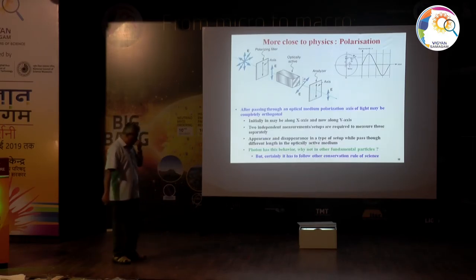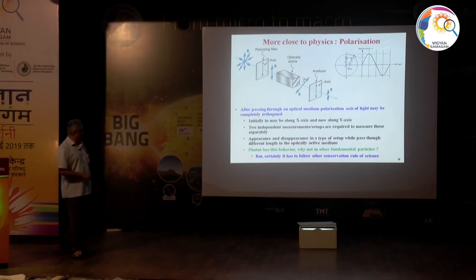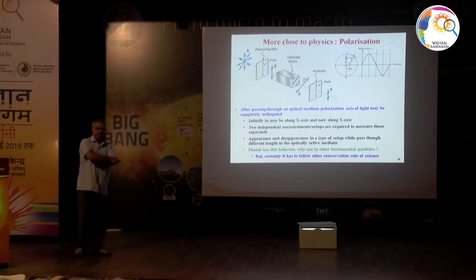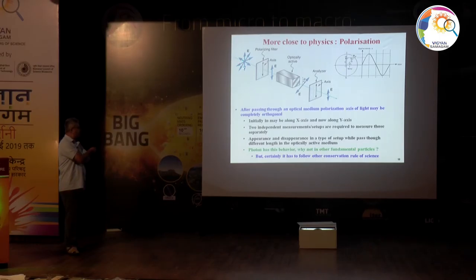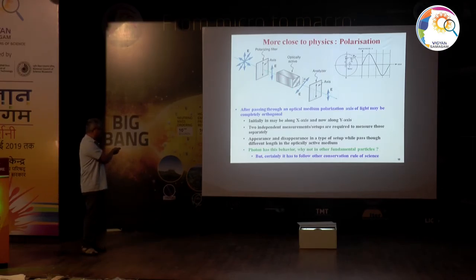But if you look at something closer to physics, consider the polarization of light. Random light, the electric field can be in any direction, we call it unpolarized. When light passes through a polarizer, the electric field axis is in one direction. Now this light passes through an optically active medium, and at the output the polarization axis may change, it may rotate. Now if I put an analyzer, and the axis has rotated exactly 90 degrees relative to the analyzer, I will not see any signal here.